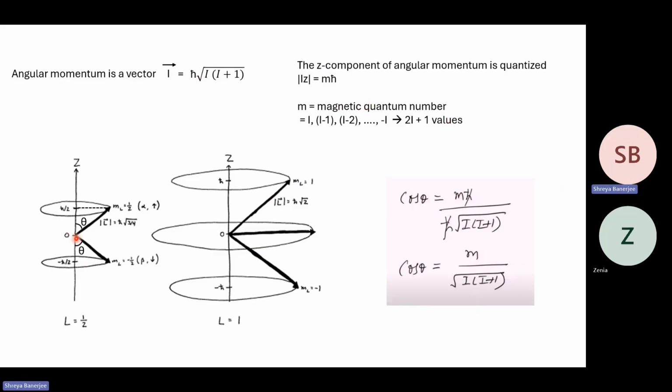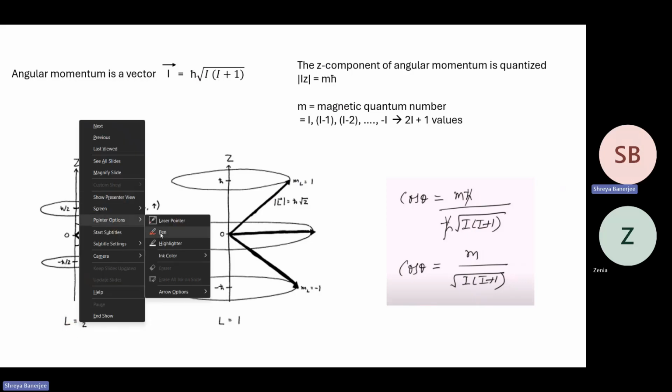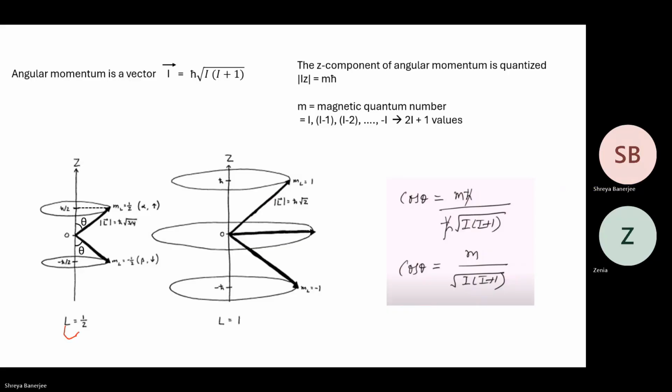Now what is represented by this bold arrow is the angular momentum vector I. Now this vector, you can see, will have a z component; this is the z axis. If you draw a perpendicular on the z axis, that is the z component of this vector, and it is given by the formula m h bar. In this particular case, L is actually I, it is represented by L. So you can consider this is actually I.